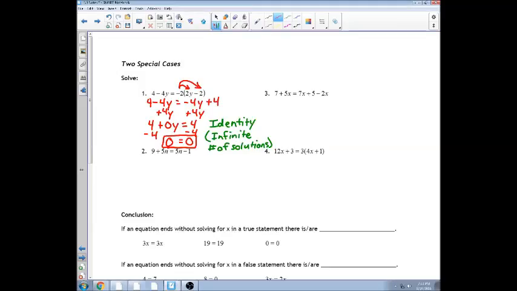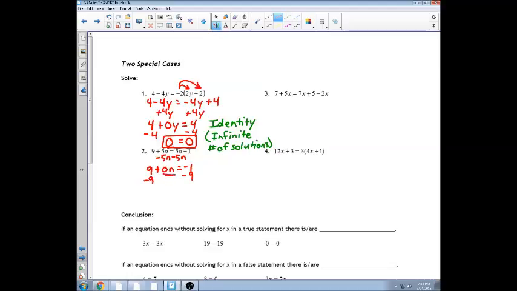Nothing I can put in for y would make that not true. Okay, so let's go ahead and look at number 2. Again, here I have a positive 5n and a positive 5n. So I'm going to go ahead and subtract 5n from both sides. That would leave me 9 plus 0n equals negative 1. To get the n by itself, I'd have to subtract 9.